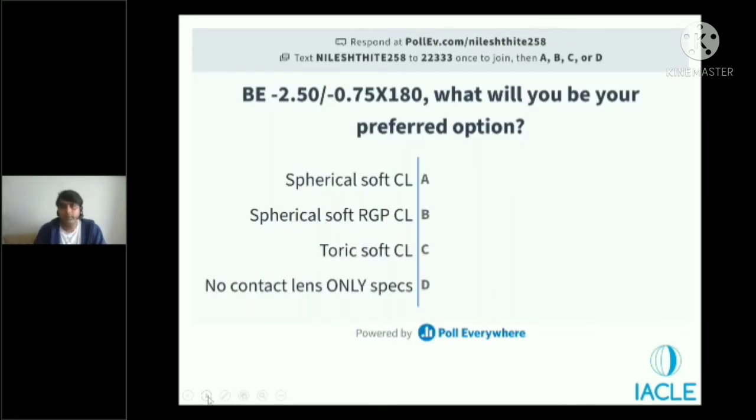Before we proceed, can you just answer this question? You can put it in the chat, because I don't want you to go anywhere else. Just put it on the chat window, and I want Ikra to summarize the answer for me. So if you have a prescription minus 2.5 with 0.75 axis 180, what would be your first choice? We have spherical soft contact lens, spherical RGP lens, toric soft contact lens, or only spectacles, where you would not prescribe any contact lens. So can you quickly answer this question in the window?